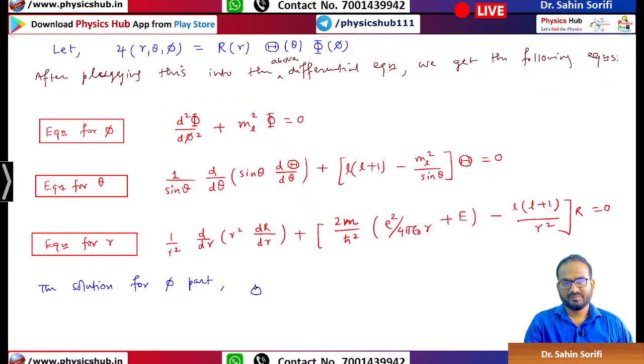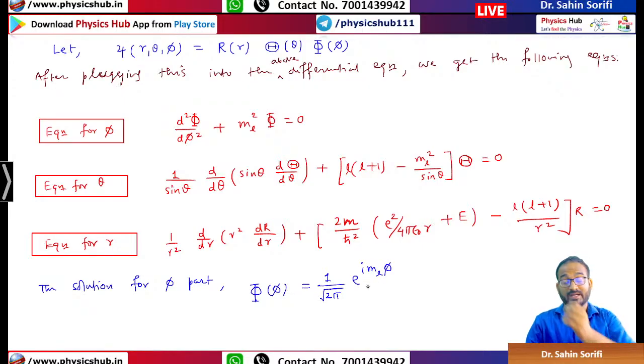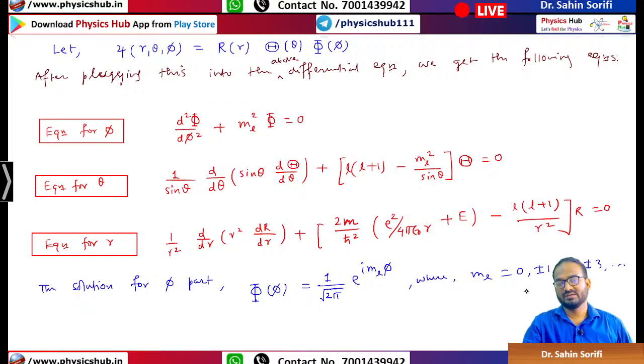So capital Phi, which is a function of small phi, has the value 1 upon root 2 pi times e to the power i ml phi. The exponential part you see in the hydrogen atom solution comes from this phi part, where ml can take the values 0, plus minus 1, plus minus 2, plus minus 3. It depends upon the value of L and varies from minus L to plus L. So this is the solution for the phi part.